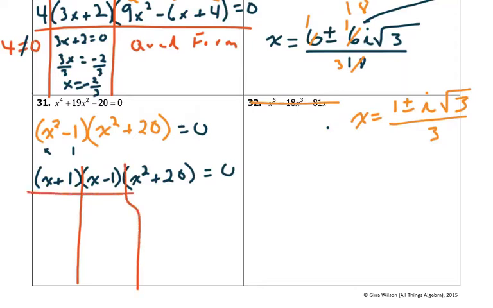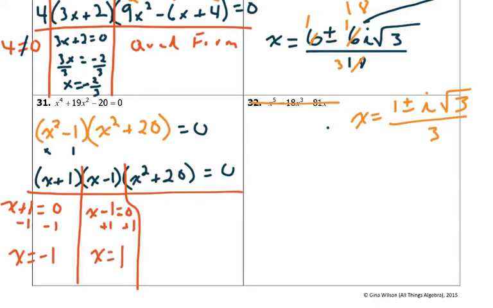x plus 1 equals 0. Subtract 1 from both sides. We get x equals negative 1. For the next one, x minus 1 equals 0. Add 1 to both sides. We get x equals 1. And then x squared plus 20. We get x squared plus 20 equals 0. Subtract 20 from both sides. We get x squared equals negative 20.